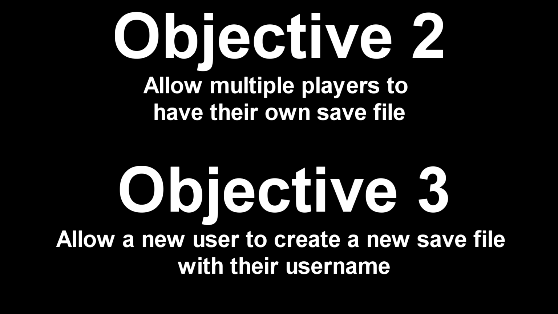So I'll now be showing you objectives 2 and 3 at the same time because they're very closely linked. Objective 2 is to allow multiple players to have their own save file, and objective 3 is to allow any new user to create a new save file with their username.